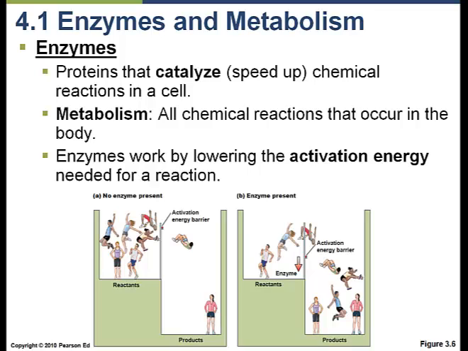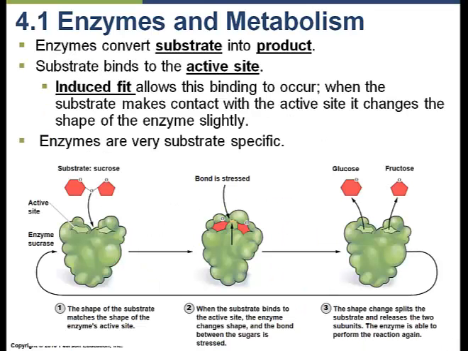Enzymes are proteins that speed up chemical reactions in a cell, and interestingly, every single reaction that occurs in a living cell depends on enzymes. We use the term metabolism to refer to all the chemical reactions that occur in the body, and each one of those chemical reactions depends on an enzyme. I want to skip slides at this point and come back to this one because I want to really start our discussion of enzymes by talking about what they do.